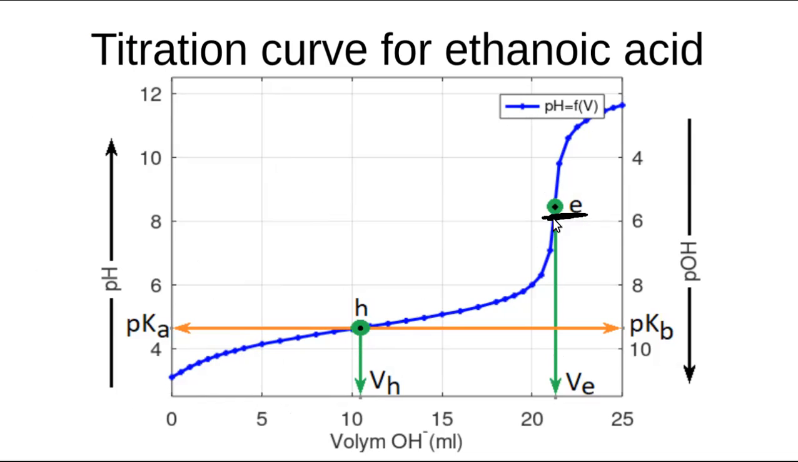In addition to this equivalence point, there is also a halfway point, the half titration point, and if you look at the pH value of the curve at the half point, then you can say that the pH equals the pKa value for the acid that you start with.